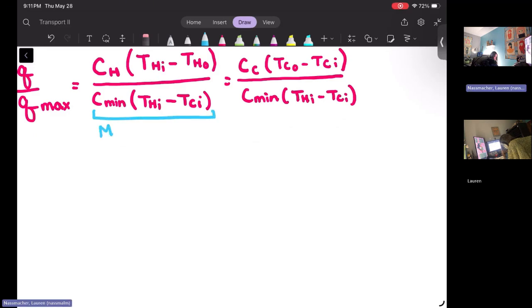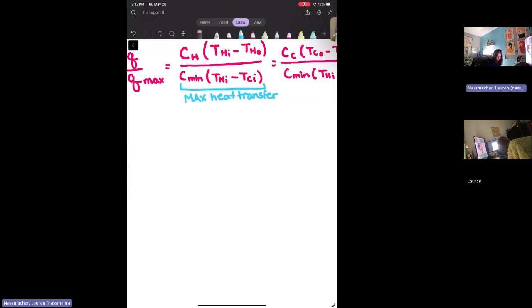our max heat transfer. I had a coworker named Max. He was all right. It's good. I left that company. Not there anymore. But he was nice.